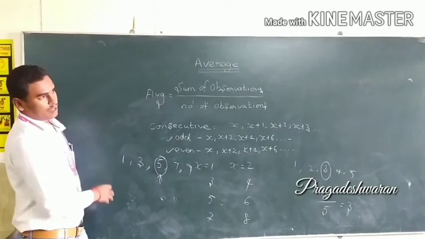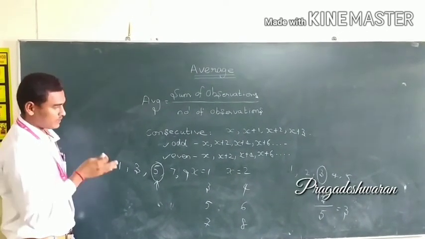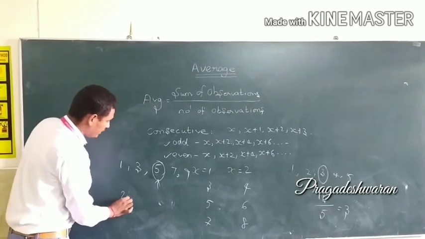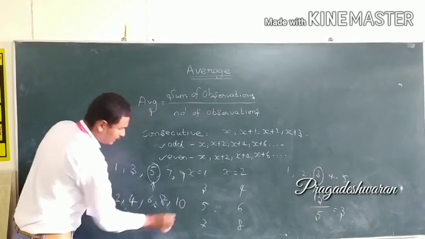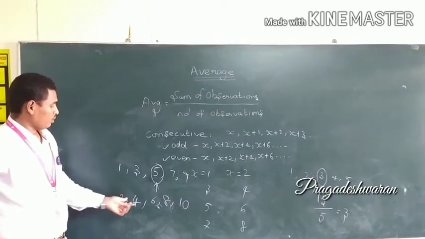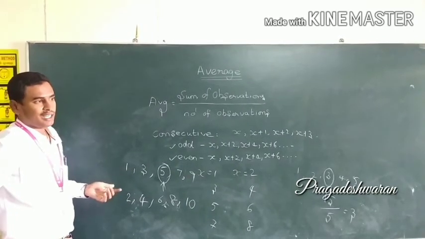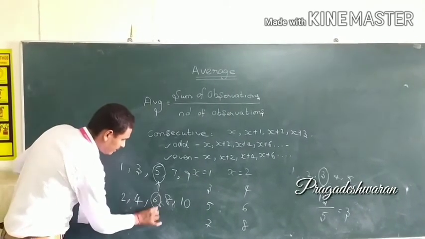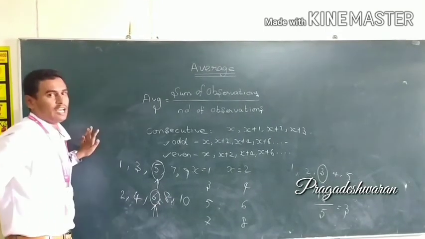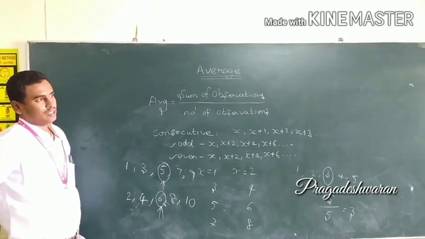So the same concept is applicable for odd numbers, even numbers, and for consecutive numbers also. If there are 2, 4, 6, 8, 10, again, when I am looking into this, these 5 numbers are even numbers and they are in successive format. So again I can say my middle number is said to be my average. So we can look at the problems in the next video.